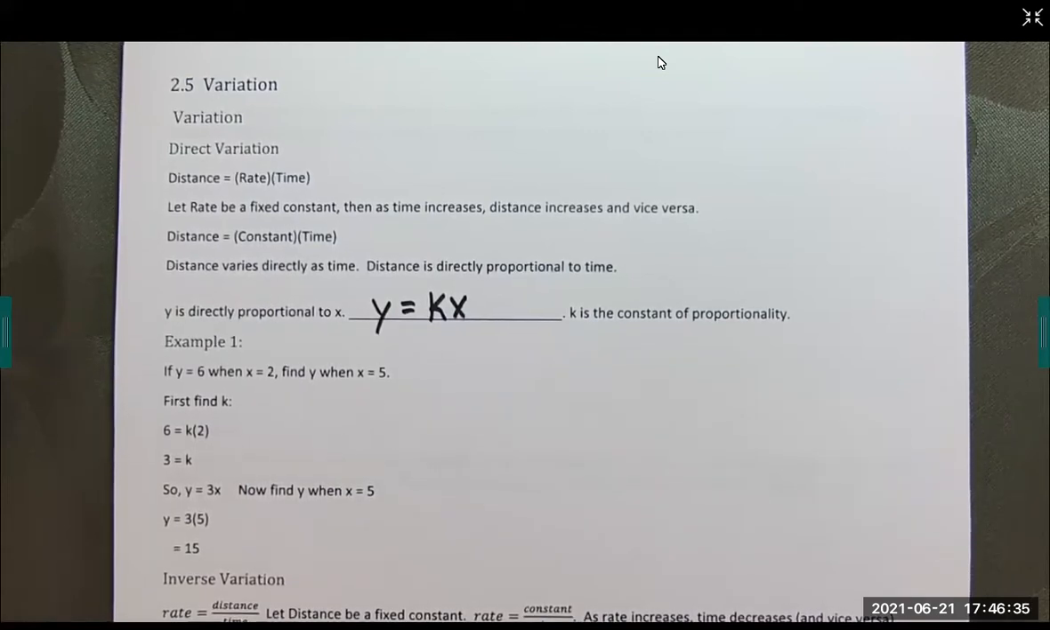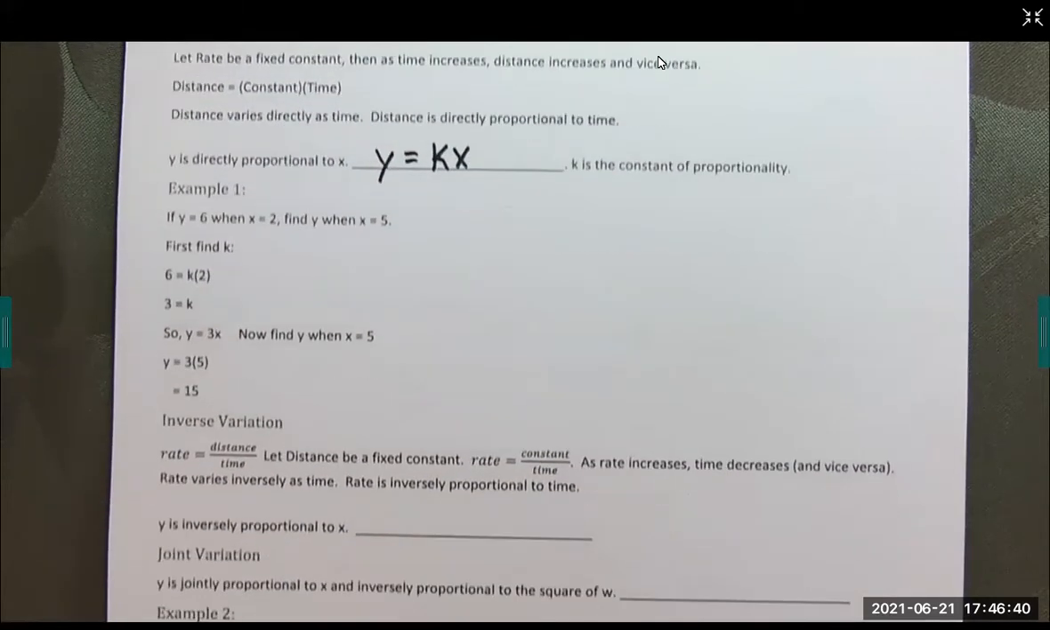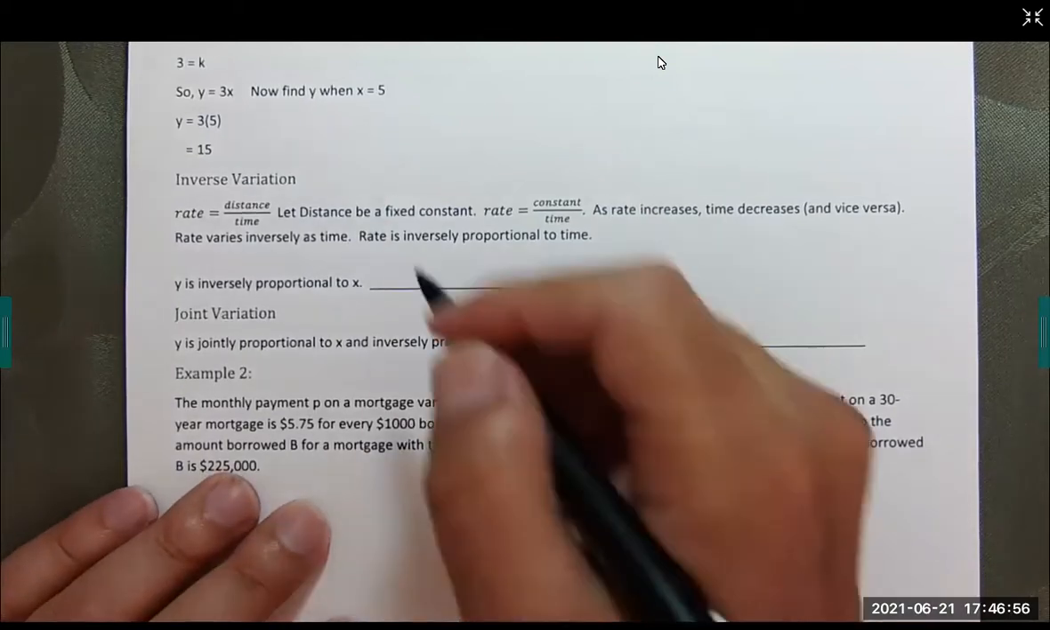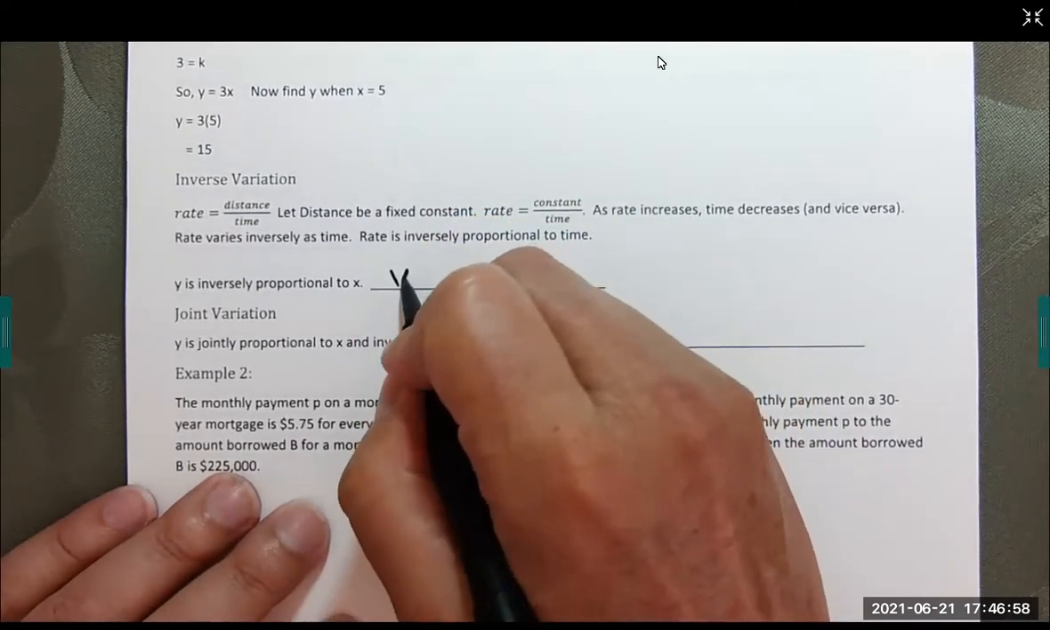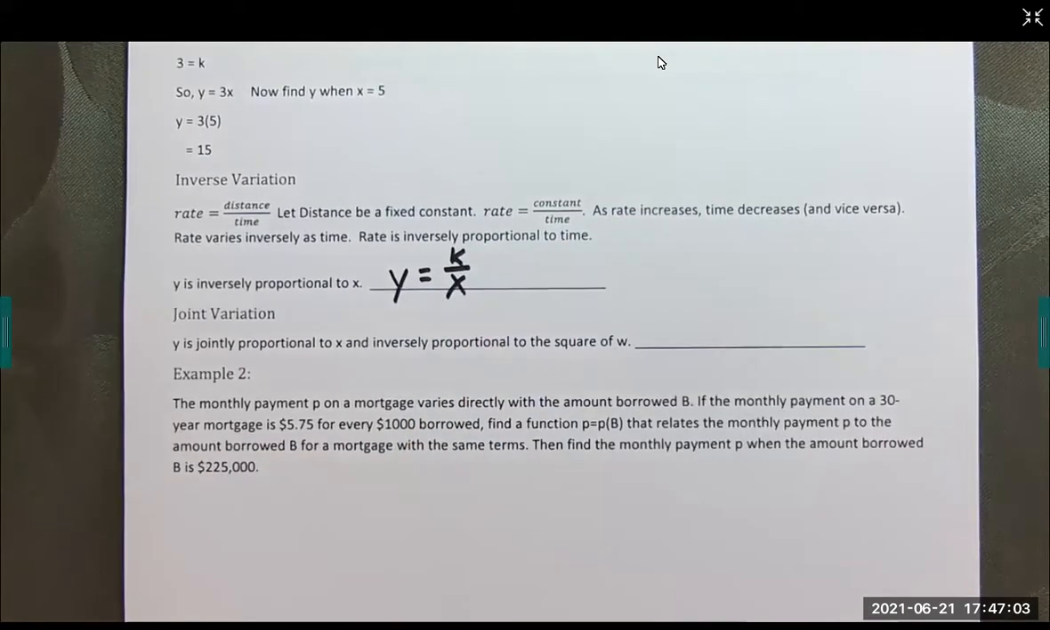Inverse variation is the opposite. Inverse variation is when, as one variable increases, the other one decreases. So, for example, if I were to say the more miles that I drive, the less gasoline I will have in my car. So as one gets large, the other one gets much, much smaller. And we use this, y equals k over x. Again, k is the constant of proportionality.